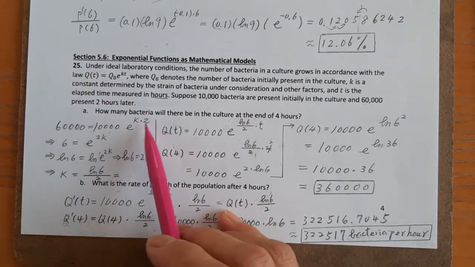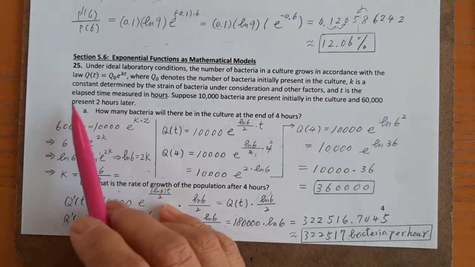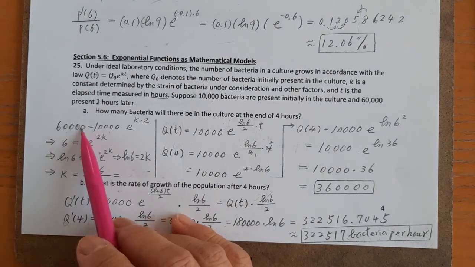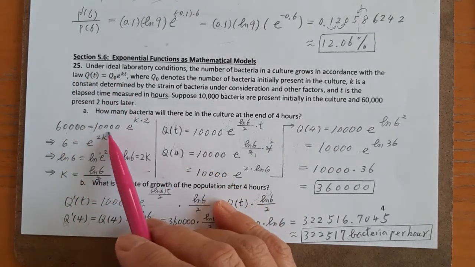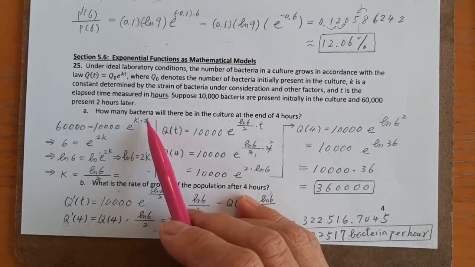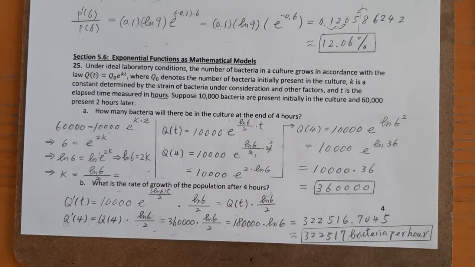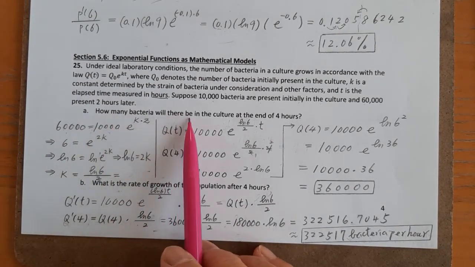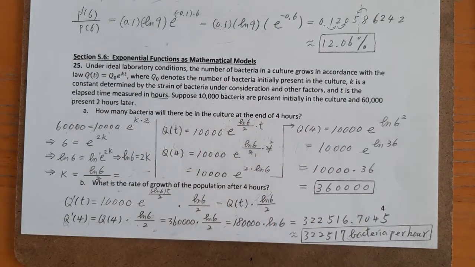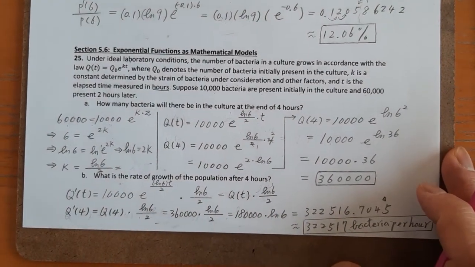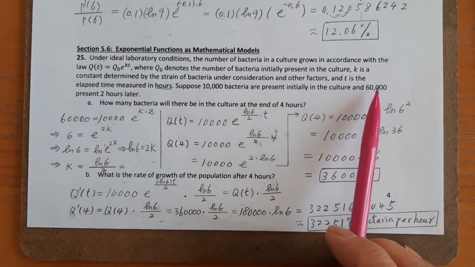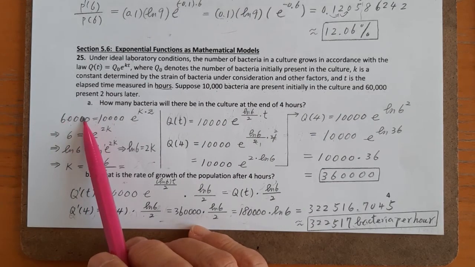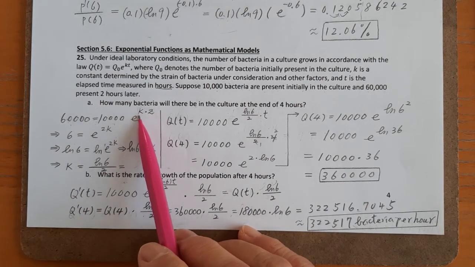So Q of 2, t is 2 hours, Q of 2 is 60,000. So we plug in: Q of 2 use 60,000 equals Q0 which is 10,000 e to the power k times t, t is 2 hours. Figure out k first. A. How many bacteria will there be in the culture at the end of 4 hours? So first of all, we use the given condition: in 2 hours, from 10,000 growth to 60,000, and figure out the constant k.